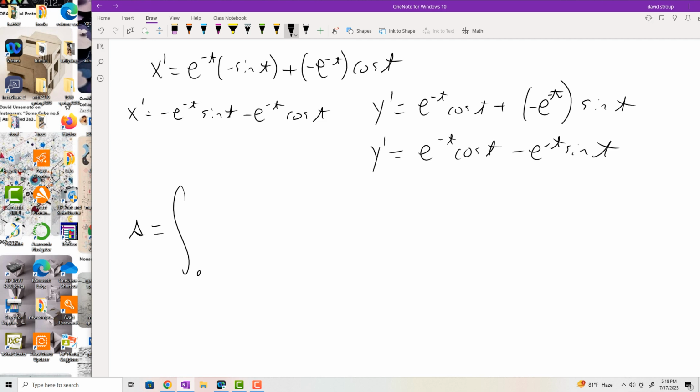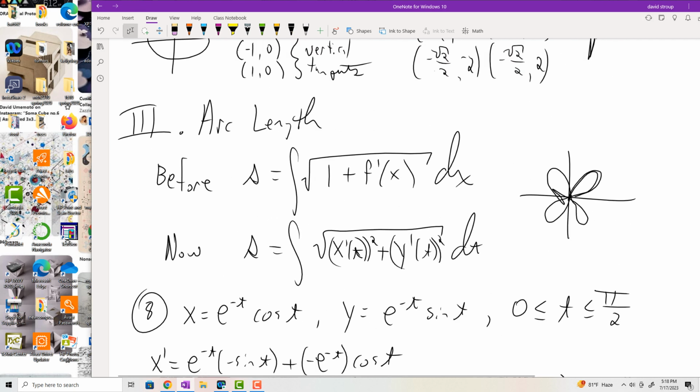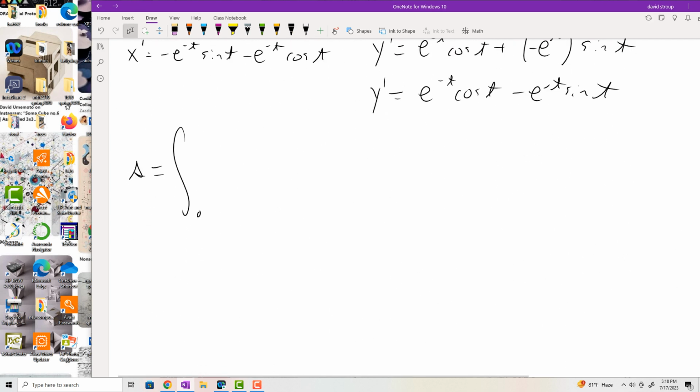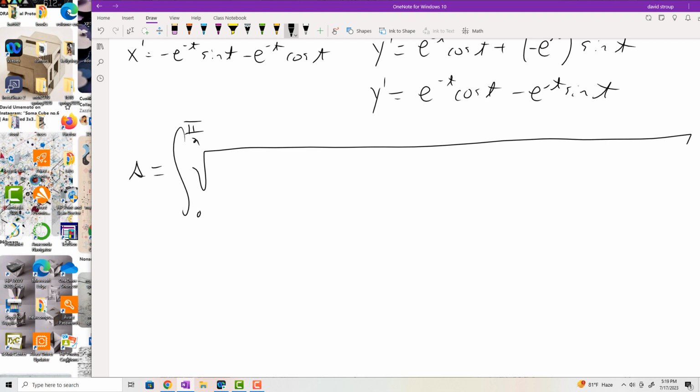The arc length is the integral, and they were nice enough to tell us the limits on the integral, from 0 to pi over 2. Like I said, that's going to be an issue later. And then we have the square root of some huge, monstrous bit of information. We could make our life a little easier by factoring out a negative e to the negative t from the first one, and then on the second one, factor out e to the negative t.